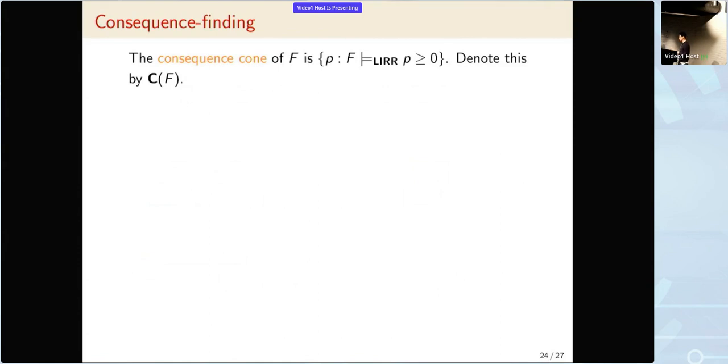So with effective closure, we can compute the consequence cone of F, defined formally as the set of polynomials P, such that F entails P to be non-negative. And we'll denote this by C of F. So by consequence here, we really mean inequalities that are implied by F.